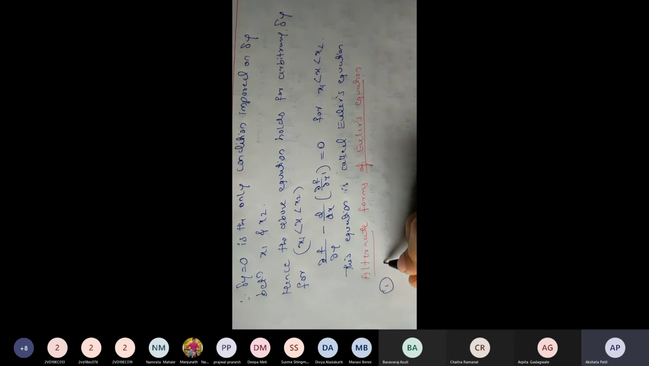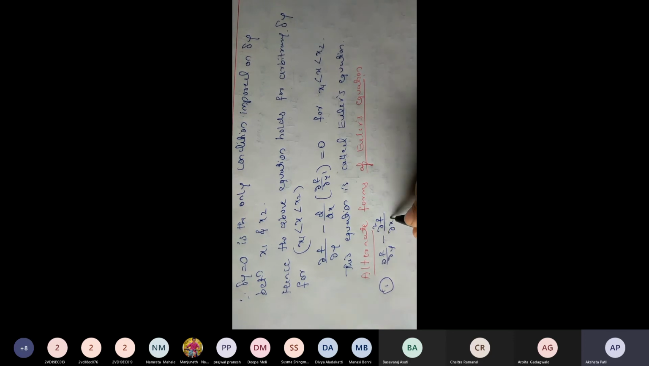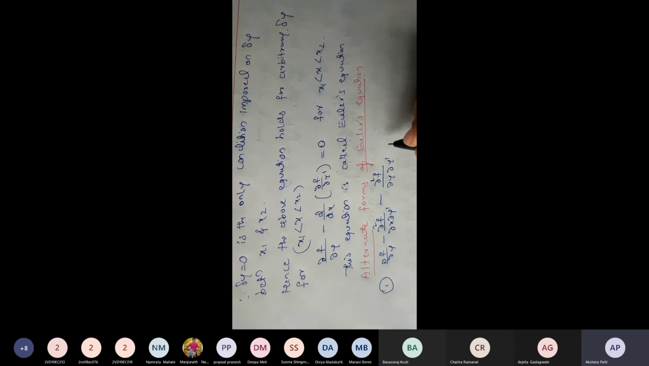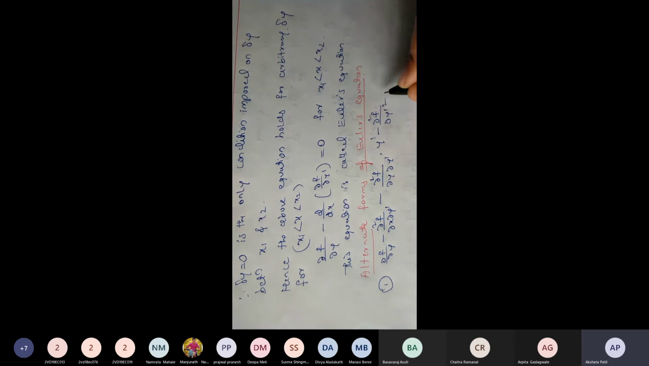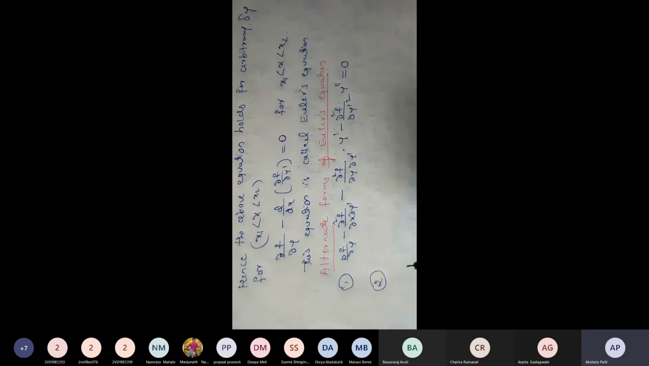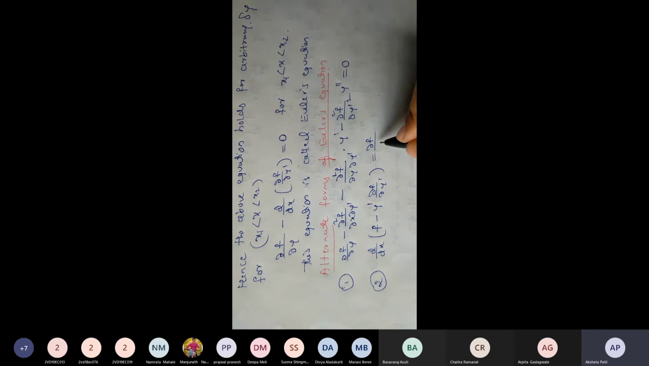That is, first one is ∂f/∂y minus ∂²f/∂x∂y' minus ∂²f/∂y∂y' into y' minus ∂²f/∂y'² into y'', which is equals to 0. And one more form they have given, that is d/dx of (f minus y' into ∂f/∂y'), which is equals to ∂f/∂x.